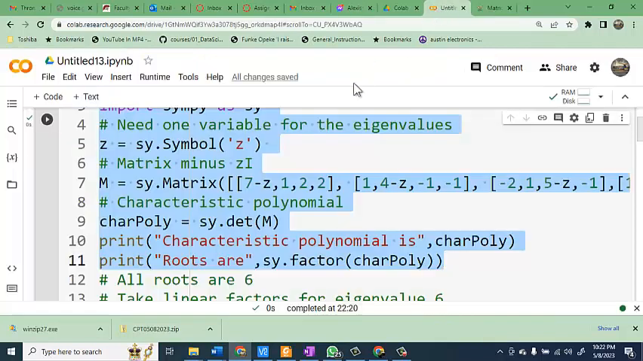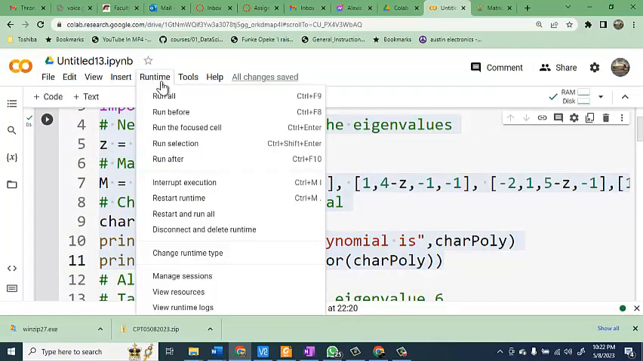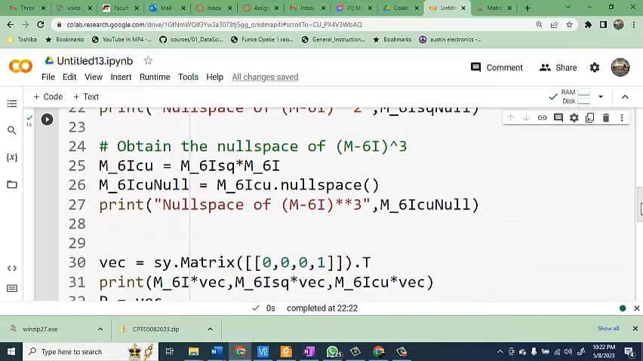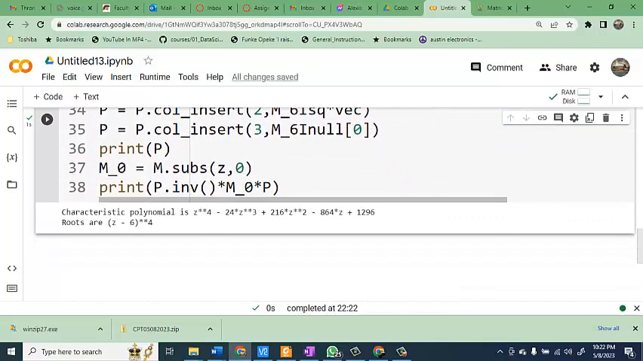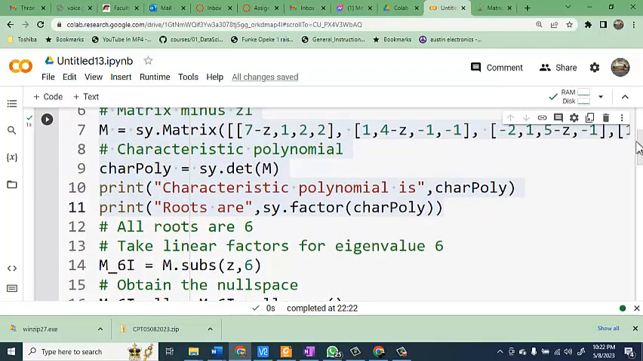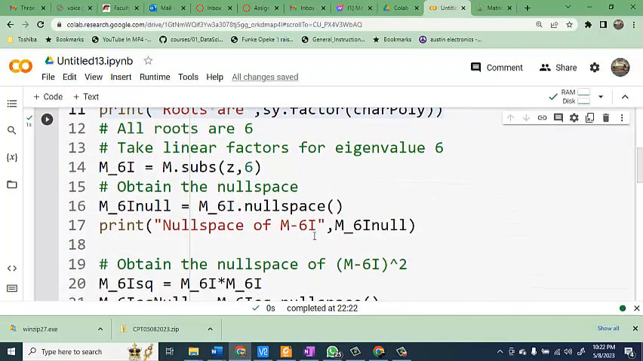All right, so I've got the roots. Let's see if I can run just the run selection. There we go. Okay. Now, it turns out that all the roots were 6. Is that what it says? Yes, all the roots are 6. So we know that it has at least one eigenvector with eigenvalue 6. So let's find the null space. The null space will be the set of eigenvectors, right?